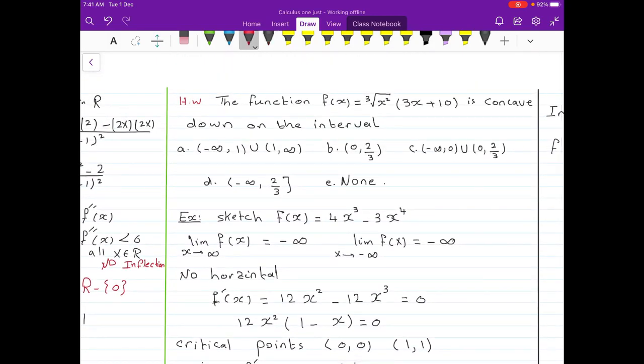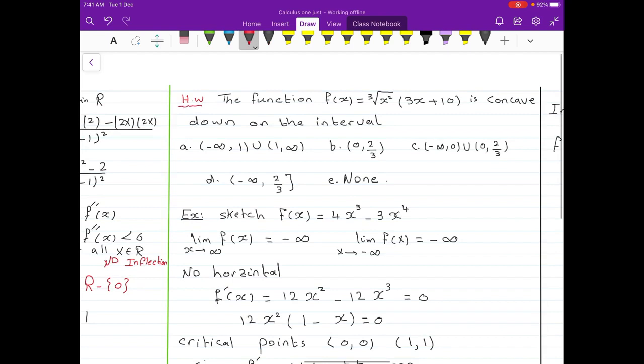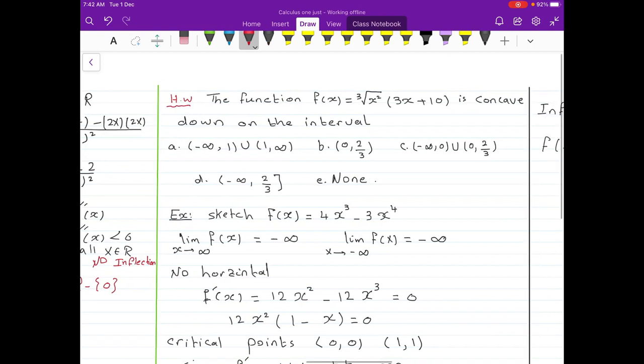As homework, the function f(x) = the cubic root of x squared minus 3x plus 10 is concave down. Concave down on which interval? Before you solve, what is the domain for this function? The domain is R. To find the intervals of concavity, you must find f prime and f double prime.